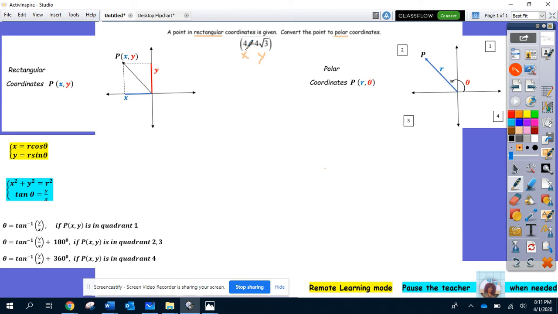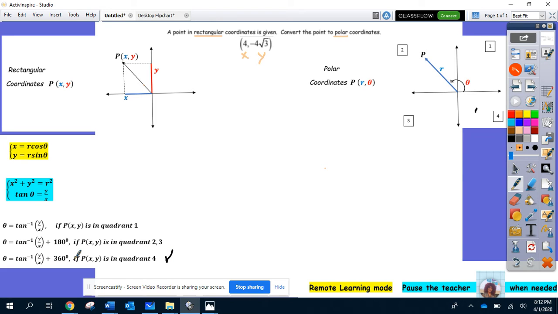So my point has x positive and y negative. So if you look, x positive and y negative, our point should be in the fourth quadrant. So let's emphasize this point here. So here is our point, and that's why we will apply the formula for the fourth quadrant, which is exactly here. So to find the angle.